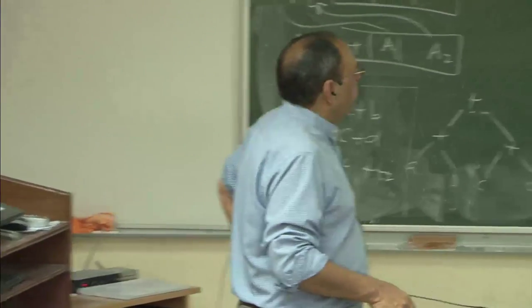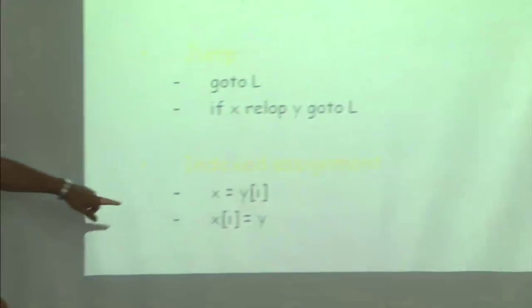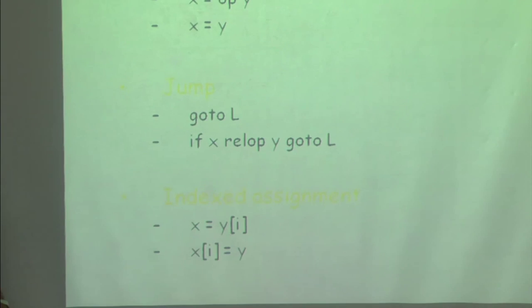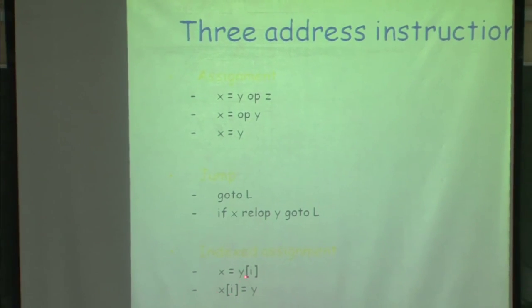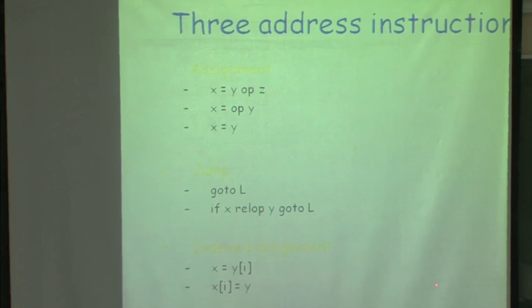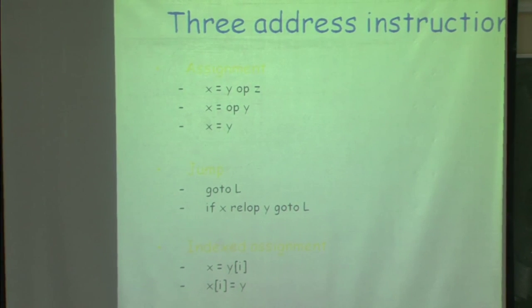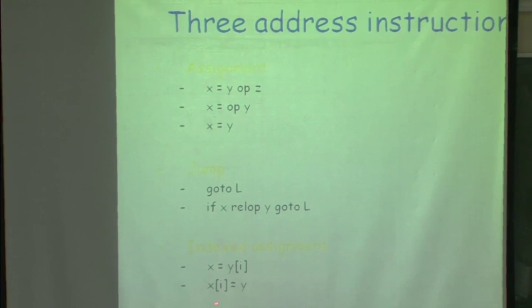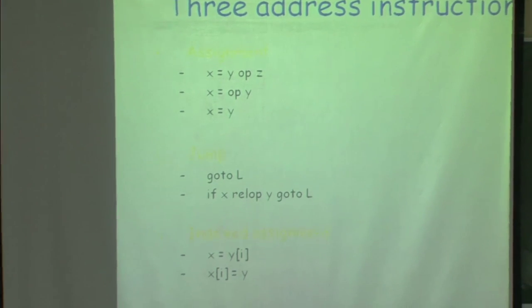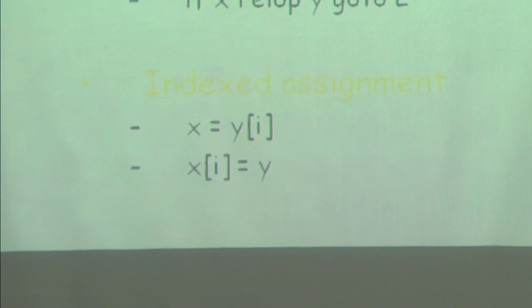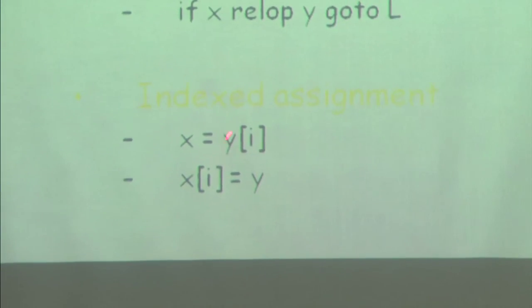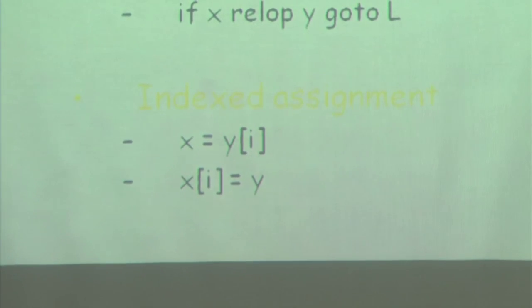And similarly, I may have indexing. So I may say x is assigned y[i] and x[i] may be assigned y. Can I write x being assigned y[i] plus k? So what are the three addresses here? x, y, and i. x is the address of x, y is the base address, and i is the offset. These are the three addresses I have.